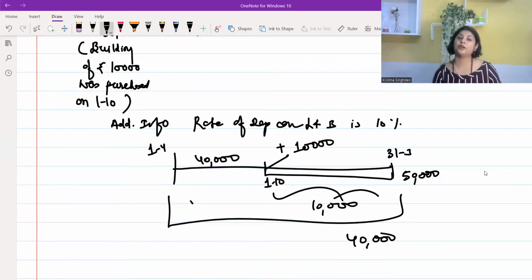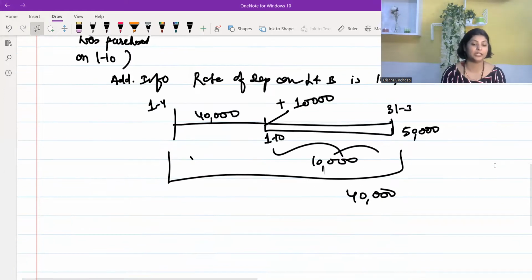I hope students you understood that the 40,000 of land and building was with us throughout the year, whereas this 10,000 which was acquired on 1st of October was there only for 6 months. So obviously the rate of depreciation on 40,000 and 10,000 cannot be the same. Why? Because one is used only for 6 months and one is used for the entire 12 months. So we will have to take proportionate depreciation on the building which is acquired on 1st of October. So let's see how we deal with it.